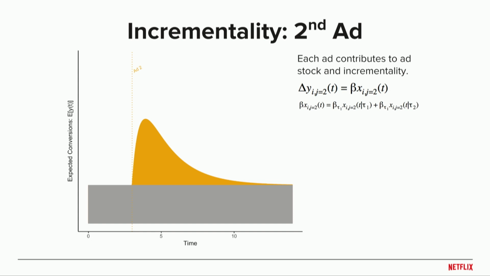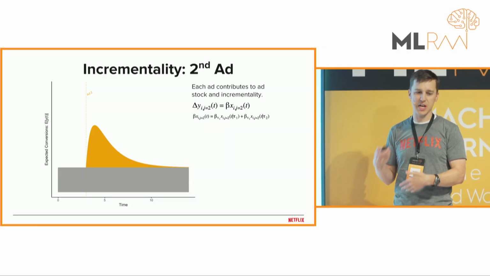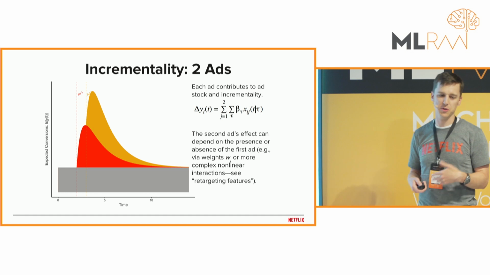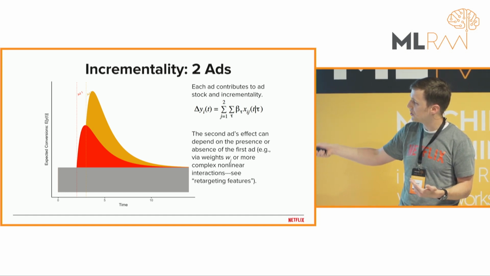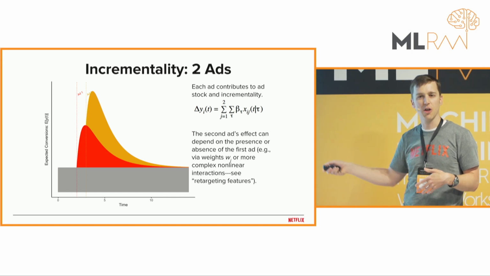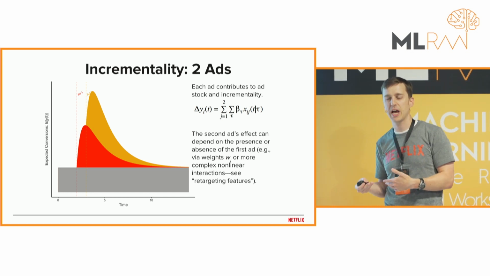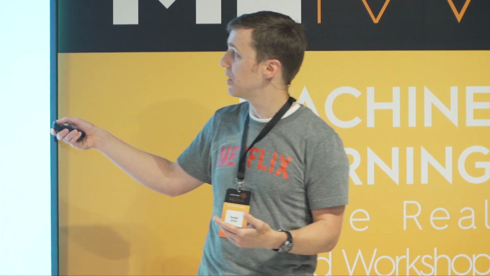So now suppose we showed another ad. Well, these ads are going to start stacking up on each other. So in this case, we're going to have two ads, one that's shown at this moment, another ad that then shows up at this moment. They're in different colors just so you can see that there are two different ads and that they may have different shapes. They may be built differently because they have different characteristics.